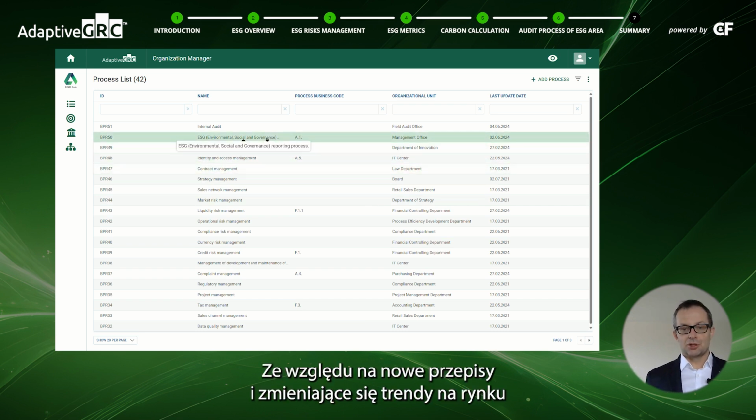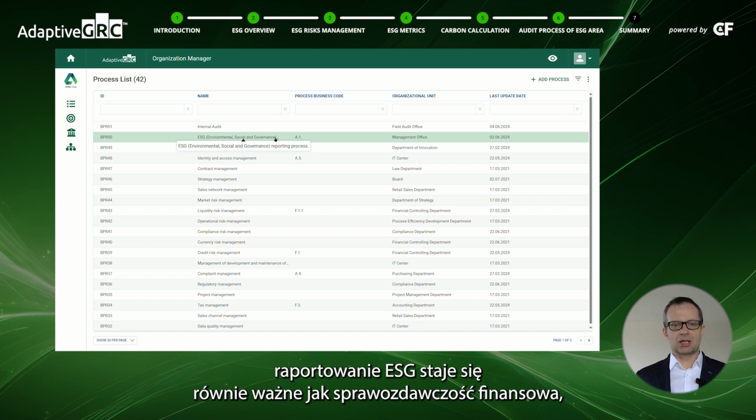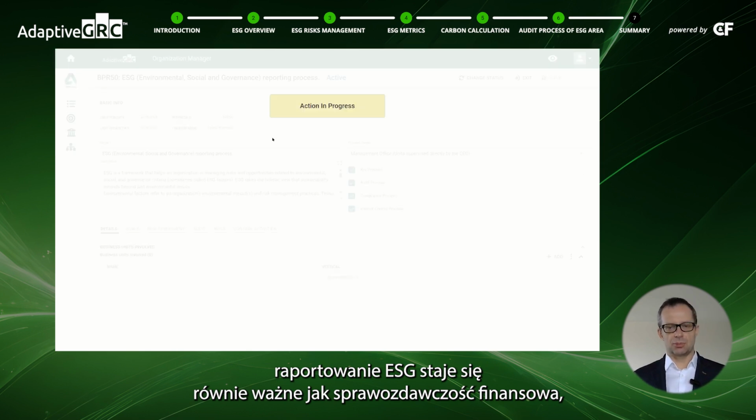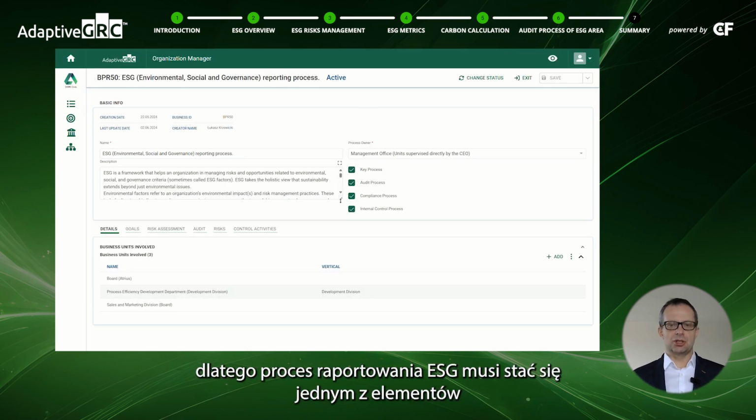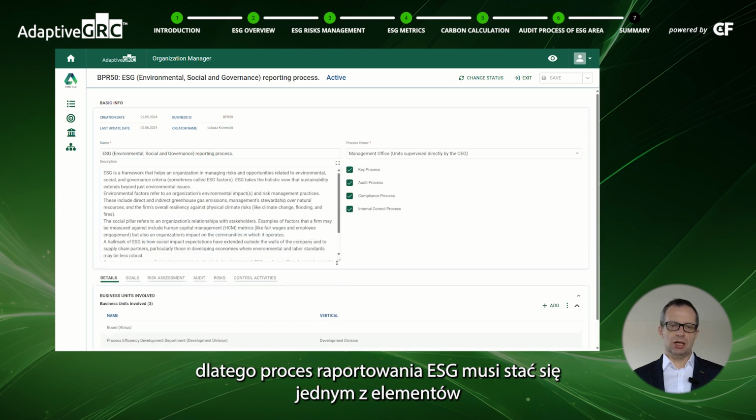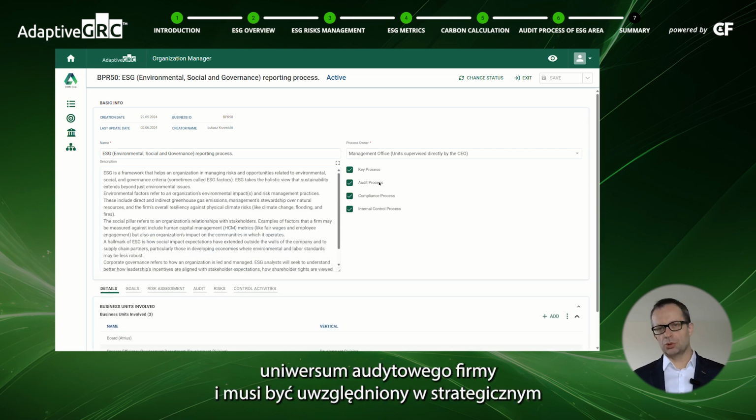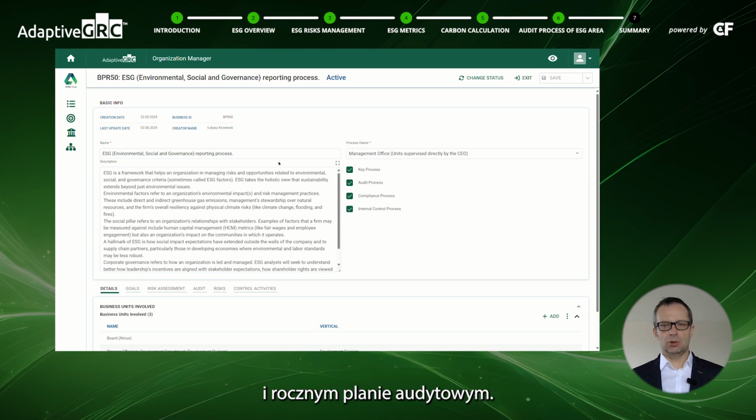Due to new regulation and changing trends on the market, ESG reporting becomes as important as financial reporting. Thus, the ESG reporting process must become one of the elements of the company's audit universe and must be included in strategic and annual audit planning.